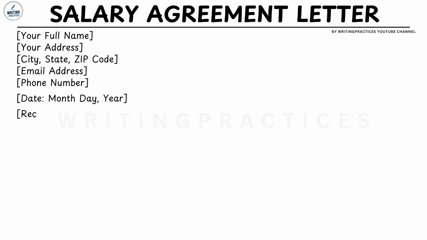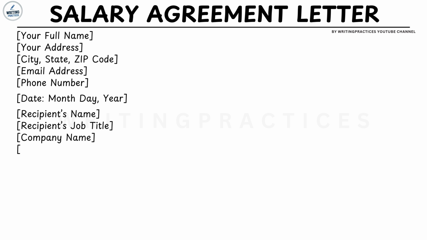Recipient's details. Now let's talk about the recipient's details. This includes their full name, job title, company name, address, city, state, and zip code. For example, Jane Smith, Human Resources Manager, ABC Corporation, 456 Elm Street, Los Angeles, California, 90001. This section shows respect and ensures the letter is directed to the appropriate person. If you're unsure of their exact job title, double-check to avoid any mistakes.